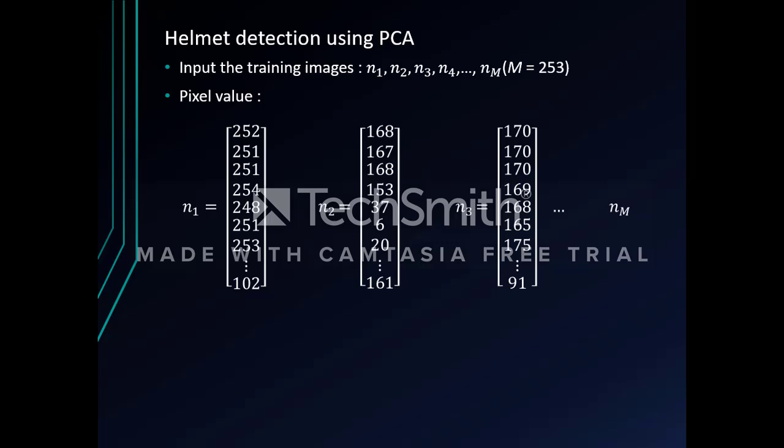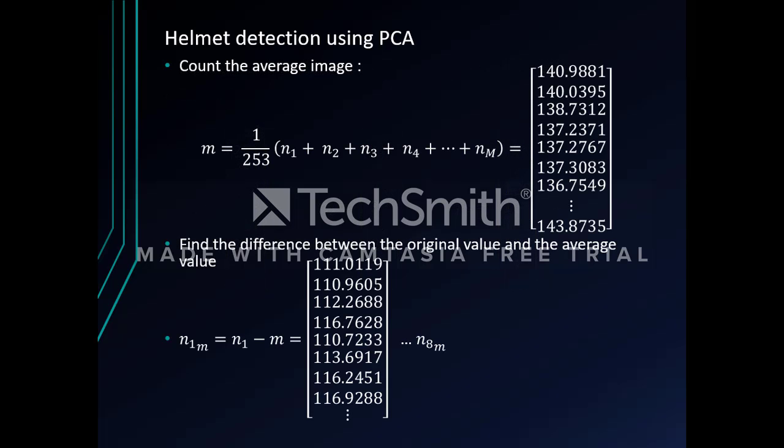Import the training images. This is from the sample. There are 253 samples of the training images. We sorted the images from the first until the 253rd. Then the pixel values we use for the next step, and then count the average image.